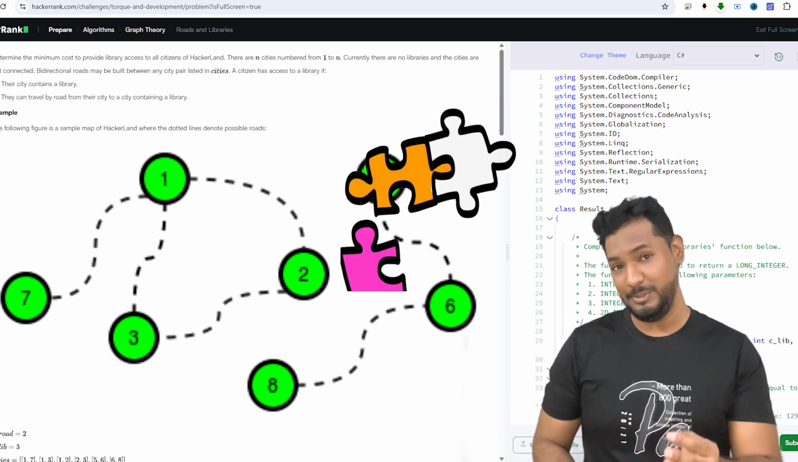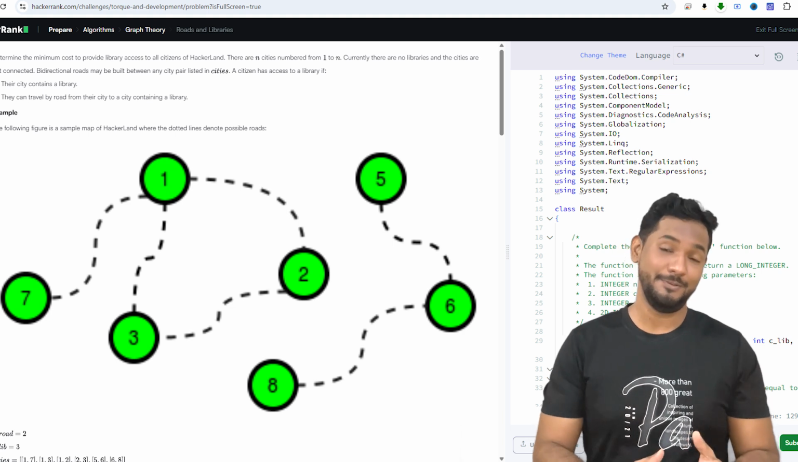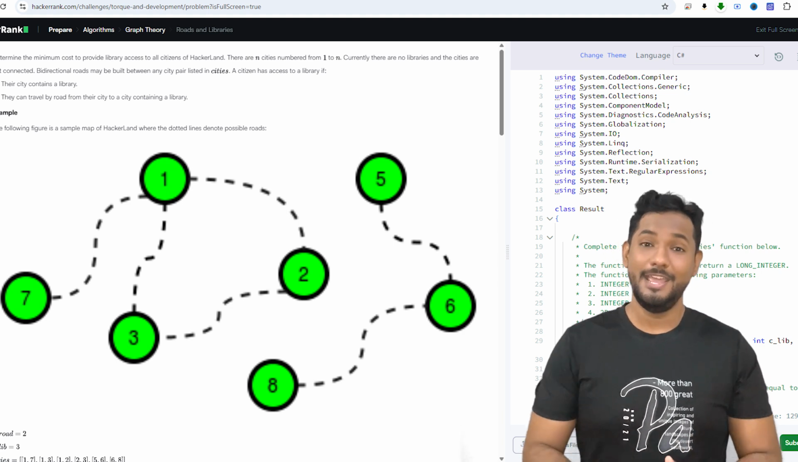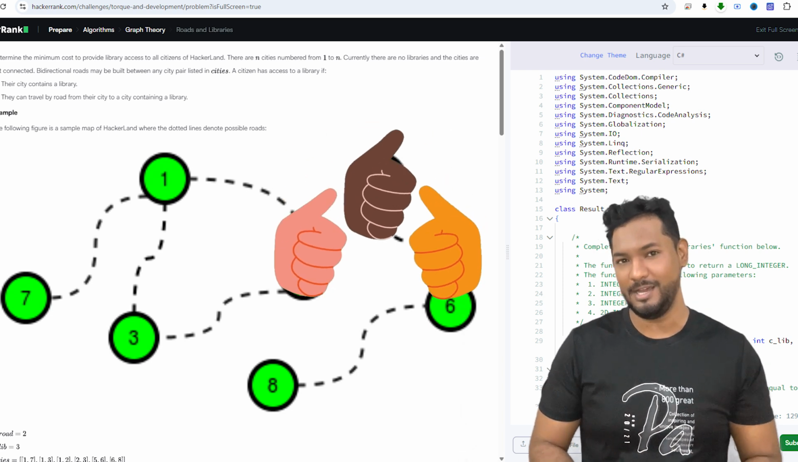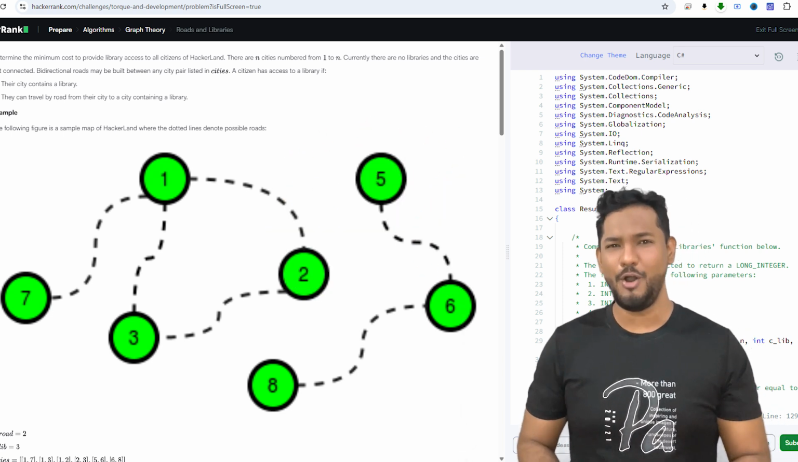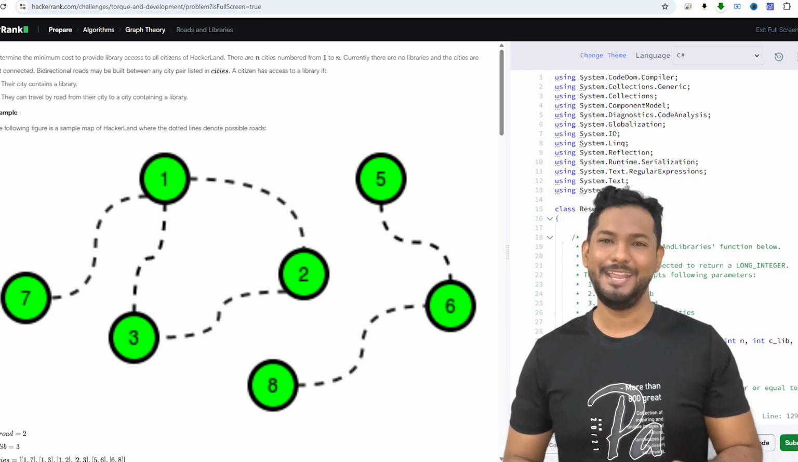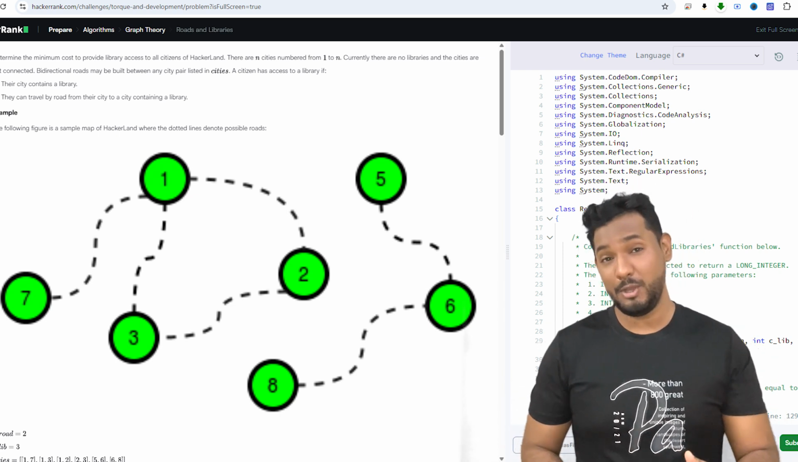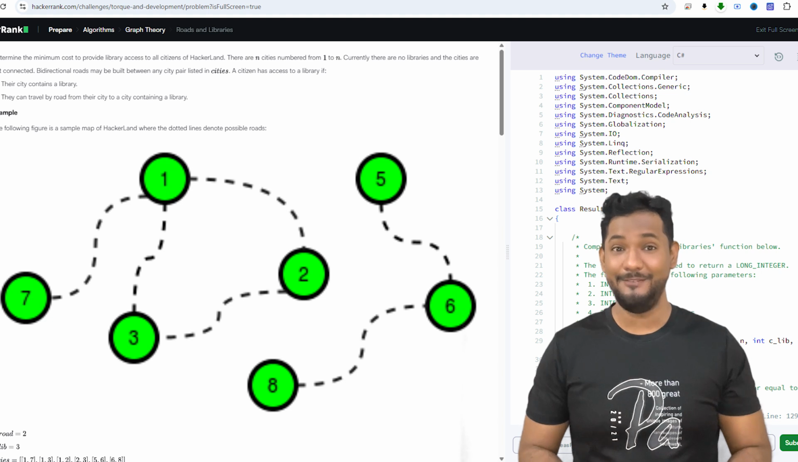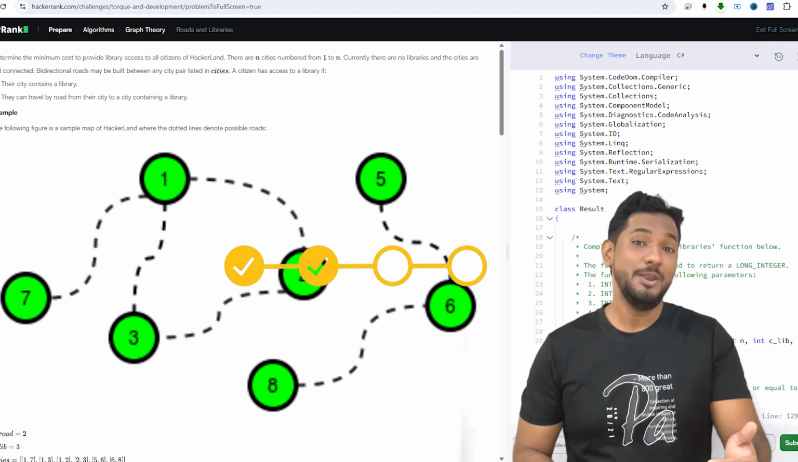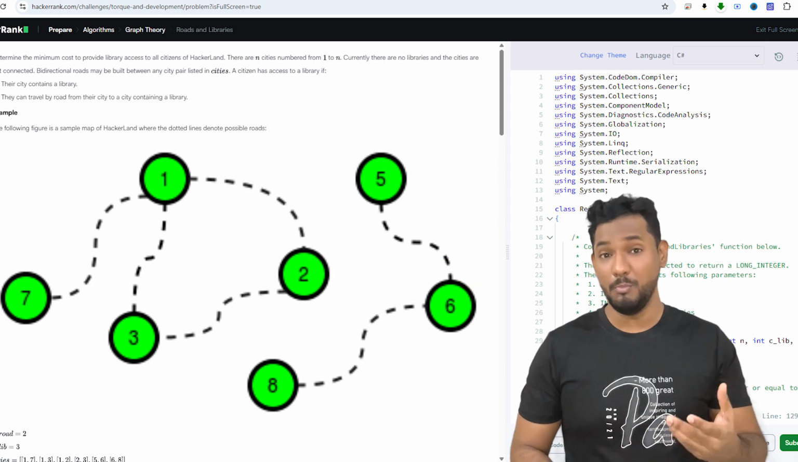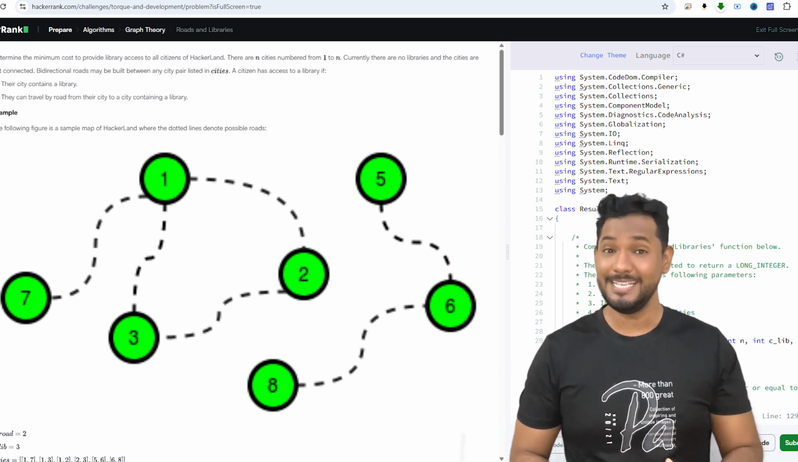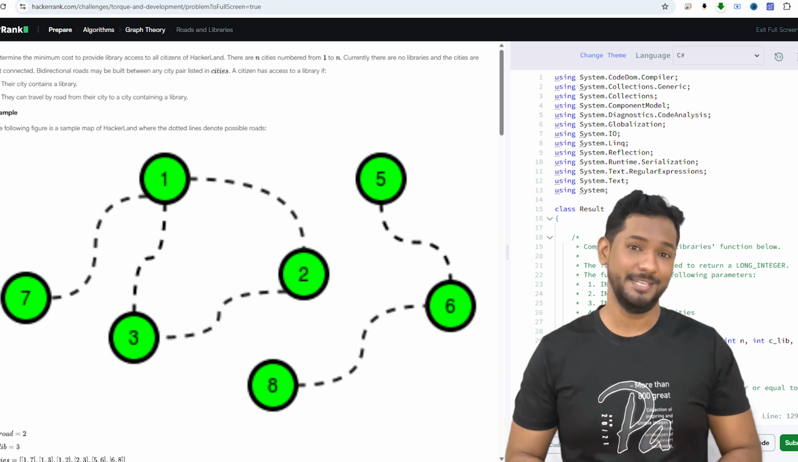First, we need to consider the cost dynamics between building libraries and roads. If constructing a library is cheaper than or equal to the cost of building a road, then our strategy is straightforward. We build a library in every city. Why? Because it's more cost effective and every city will have access to a library without the need for roads. But what if building a library is more expensive than building a road? This is where things start to get interesting.